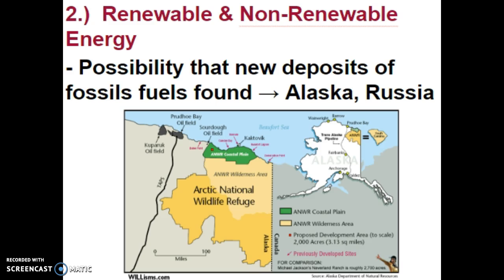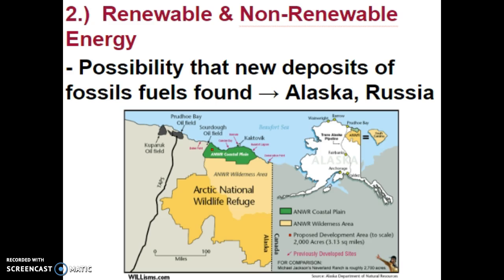There are some possibilities of new deposits of fossil fuels that we have explored and found. There are oil fields in Alaska, as well as northern Russia near Siberia. The ANWR wilderness area is very close to the Prudhoe Bay oil field in Alaska. And there are a lot of environmental concerns with drilling in Alaska for oil because of the very sensitive environment in those areas.